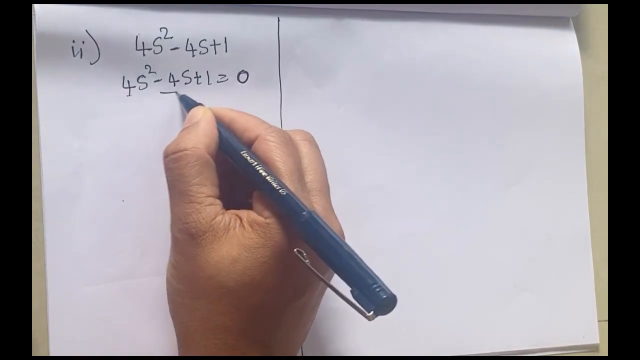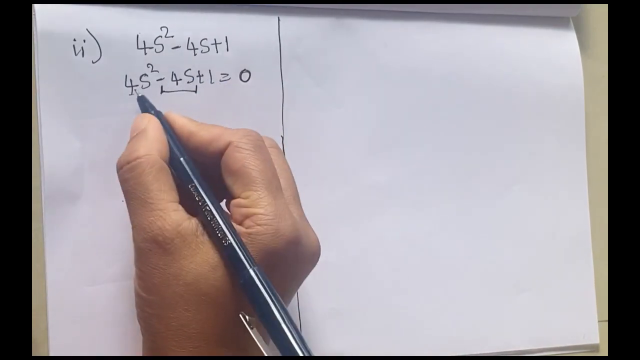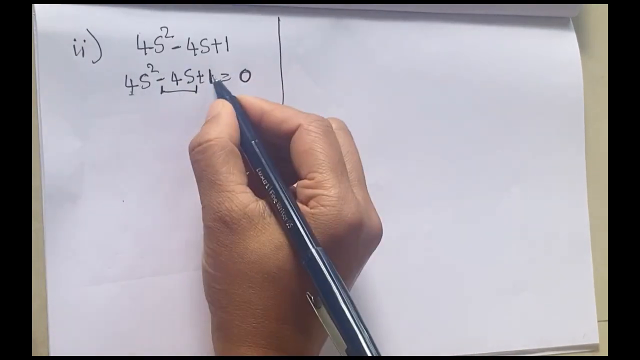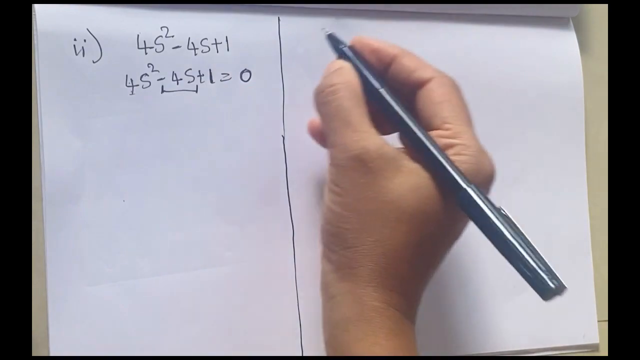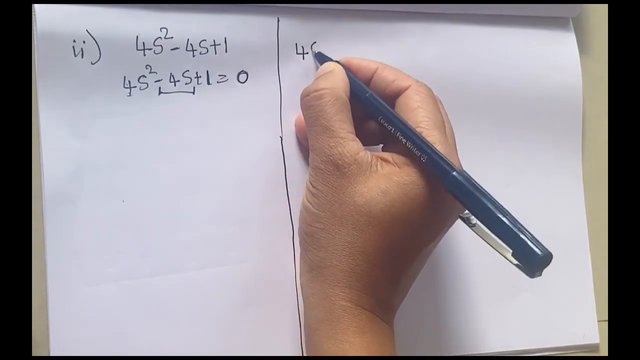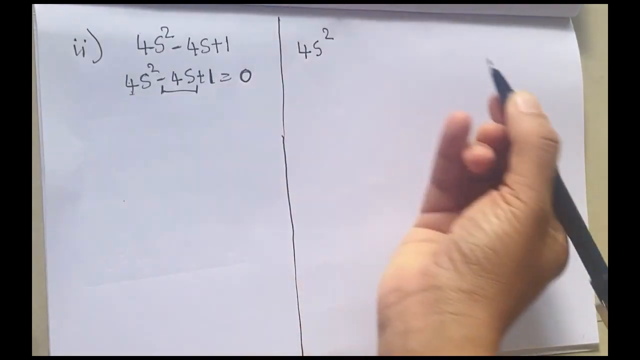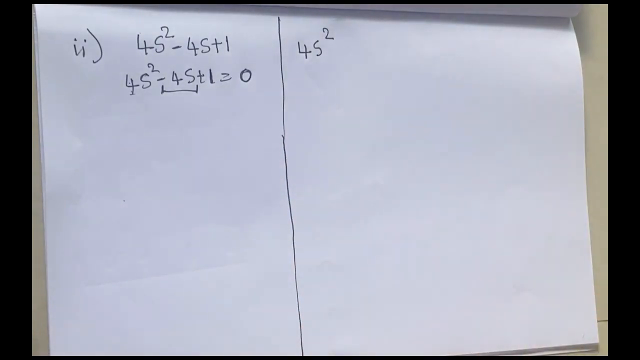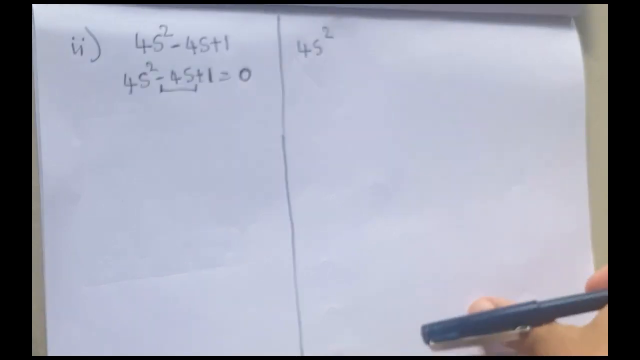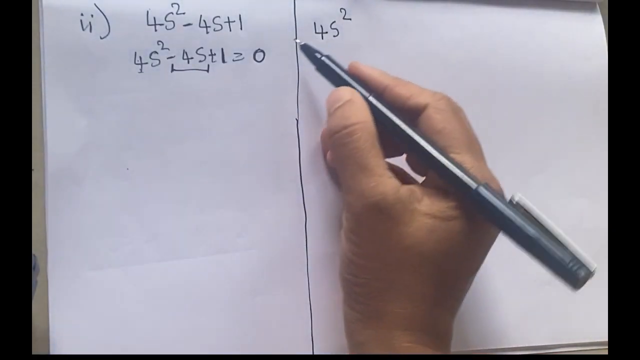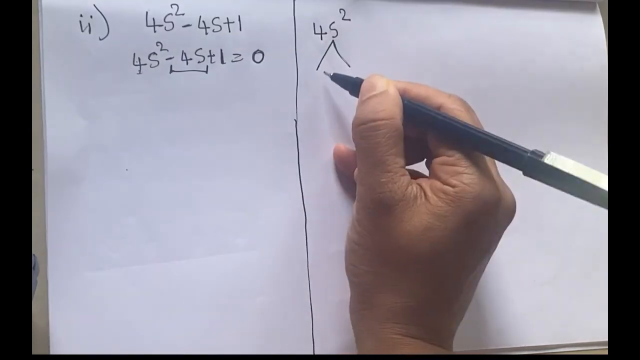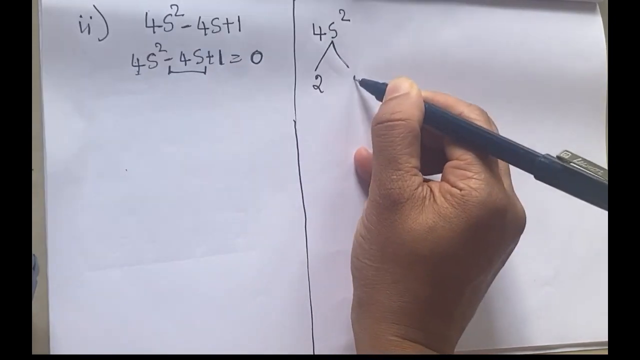How to solve this one? Middle term is minus 4s. First term is 4s square. Third term is 1. When you multiply first term and third term, you will get 4s square. We need to find the factors. Factors of 4s square, and factors of 4s are 2 and 2. 2 2s are 4. Okay, 2 and 2.